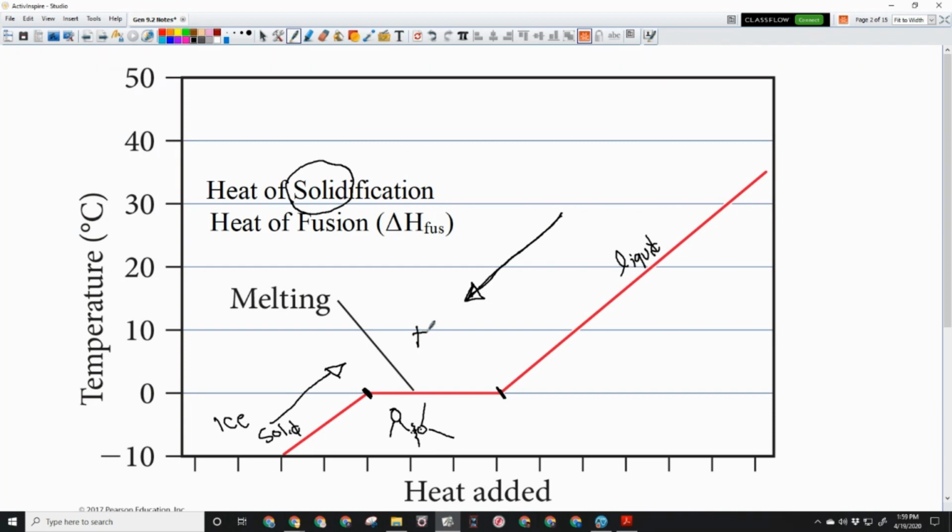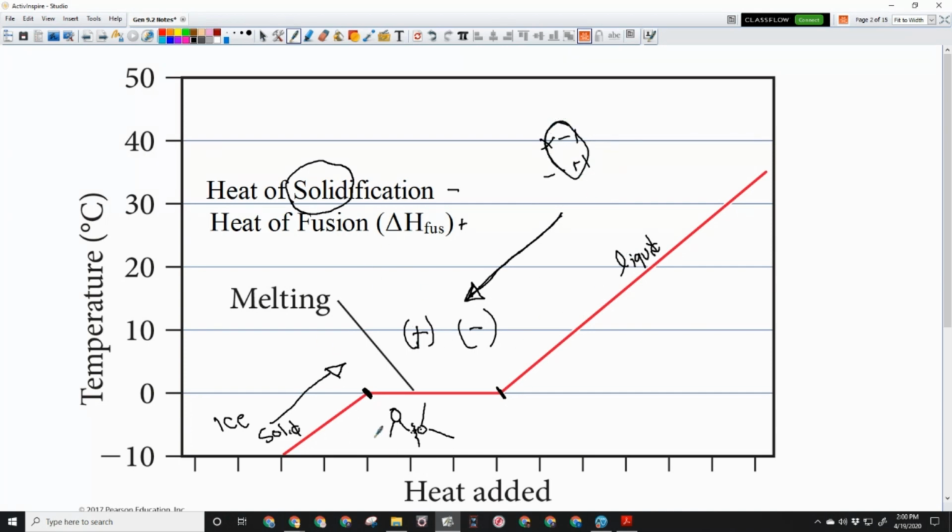It's just the positive or the negative of that number. If we're adding heat, the heat of fusion, it's going to be a positive number. If we're removing heat, that's solidification, and it's going to be the negative of that number. So it's just taking that number and multiplying it by a negative 1 or a positive 1 to change the sign. That's all we're doing there.